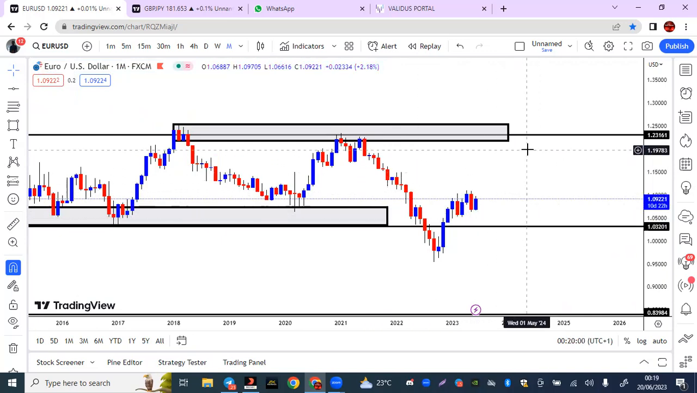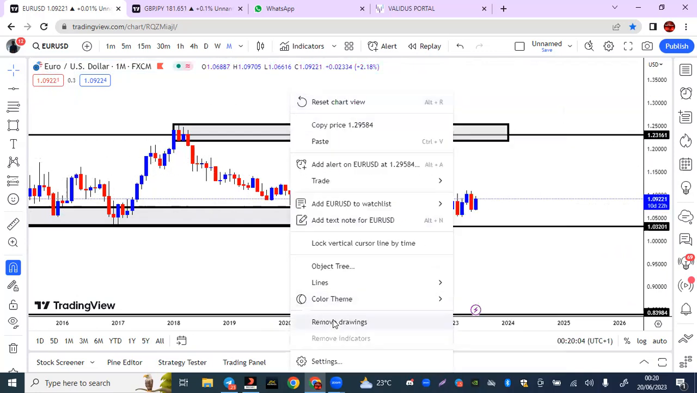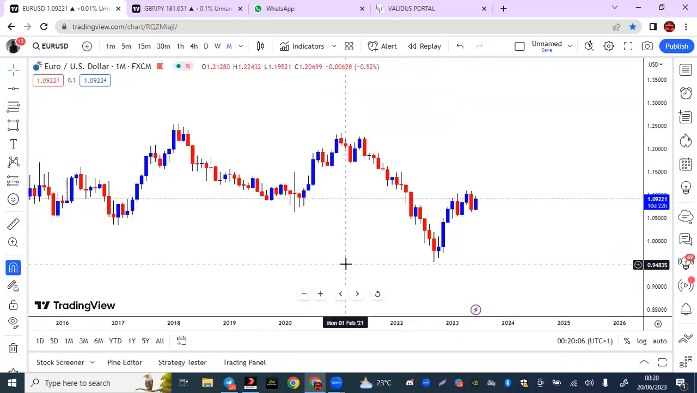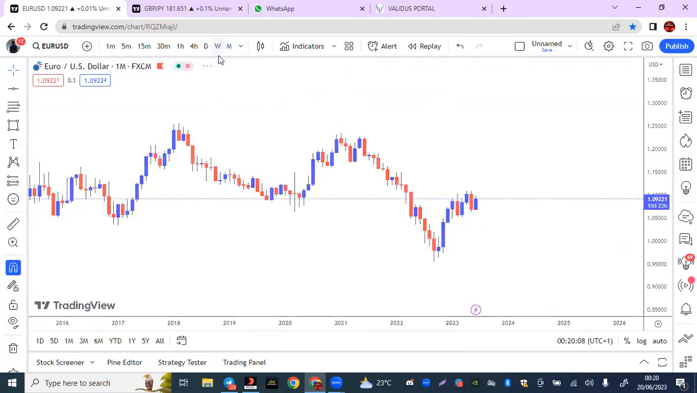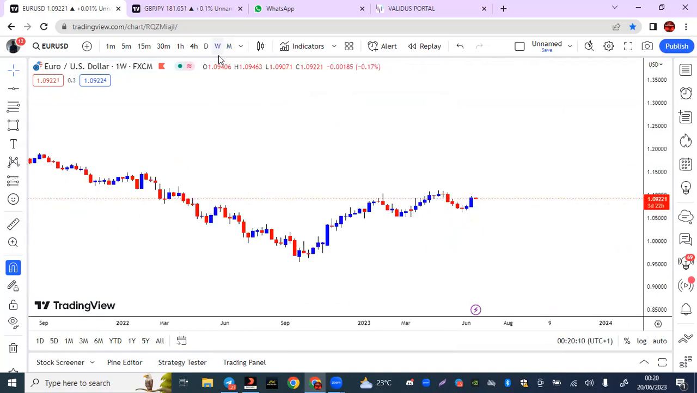So now the final topic we're going to talk about today is market structure. Market structure in Forex is almost everything. If you get your market structure right, you have a higher probability of winning that trade. But when you don't understand market structure, you can easily lose a trade. So what is market structure?